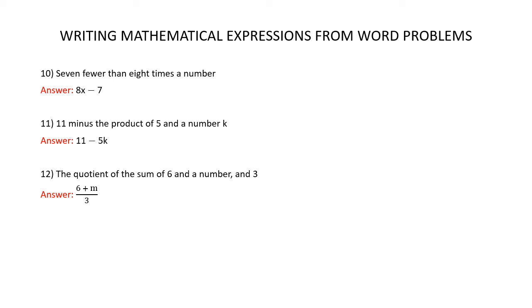Next, the quotient of the sum of 6 and a number and 3. Now, let the number be m. Then the sum of 6 and a number will be 6 plus m. So the quotient of 6 plus m and 3 is written as (6 plus m) divided by 3.